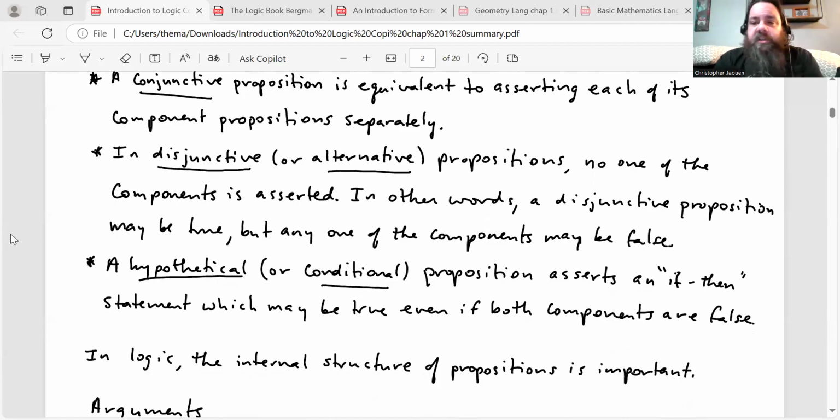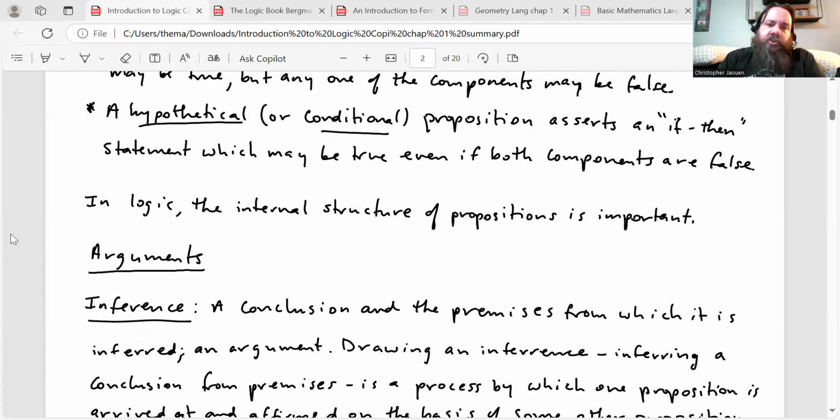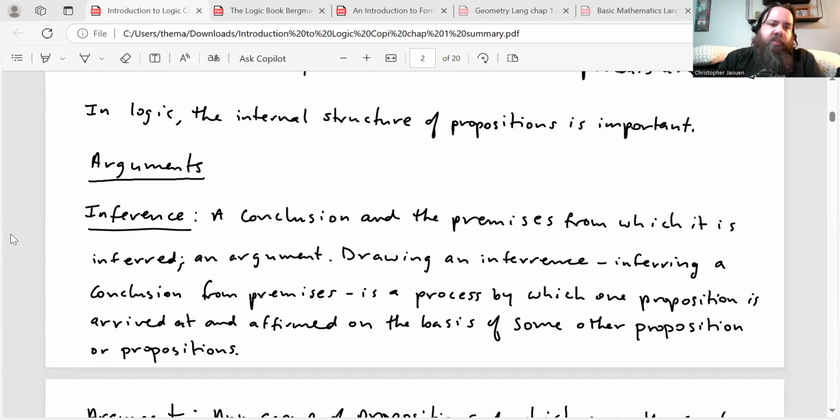In other words, a disjunctive proposition may be true, but any one of the components may be false. This is the sense where we connect things together with the word "or," the inclusive "or," anyway, not the exclusive "or." That's what we mean by disjunctive propositions. And a hypothetical or conditional proposition asserts an if-then statement, which may be true even if both components are false. In logic, the internal structure of propositions is important.